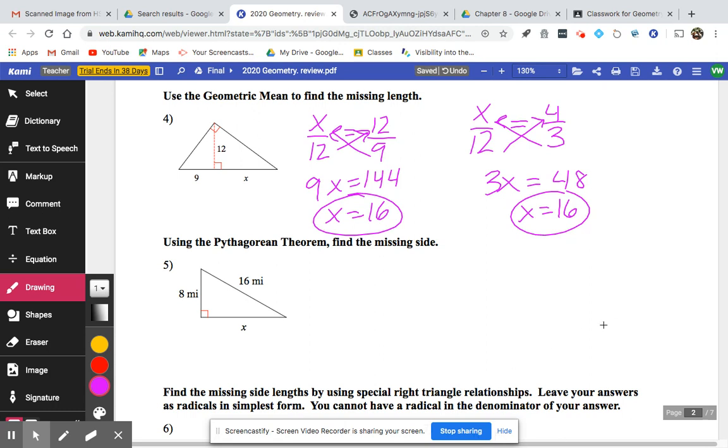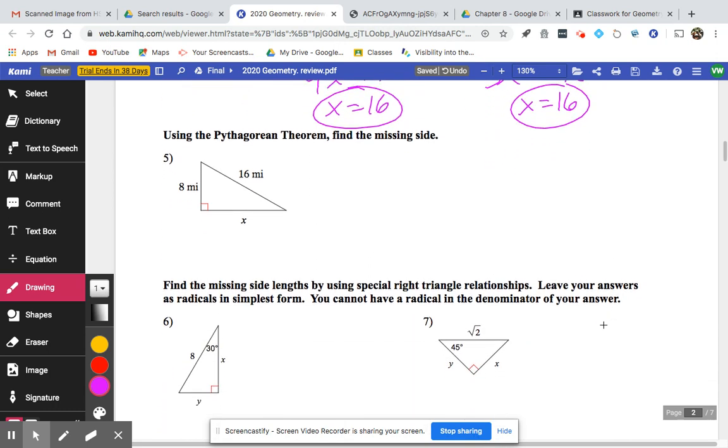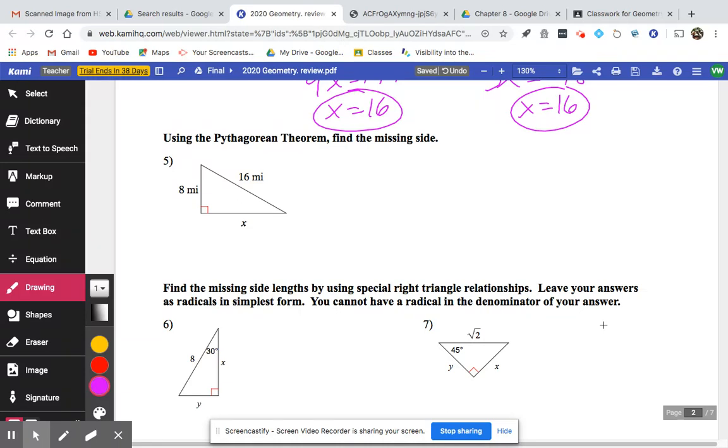Number 5, use the Pythagorean theorem. Find the missing side, the good old Pythagorean theorem. If you're not sick and tired of it at this point, then congratulations. Okay. This is a good old a squared plus b squared equals c squared, where c squared is our hypotenuse. Remember, if you don't remember what the hypotenuse is, it's your longest side.